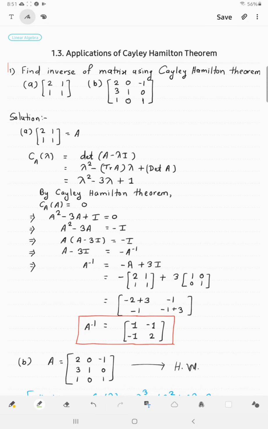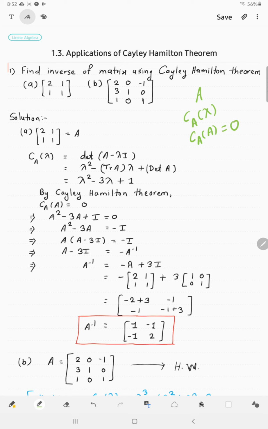In today's topic, we are going to see some applications of Cayley-Hamilton theorem. We all know Cayley-Hamilton theorem: every square matrix satisfies its characteristic polynomial. Means, suppose some matrix A, its characteristic polynomial is C_A of lambda. Then Cayley-Hamilton theorem says that C_A of A is always 0.